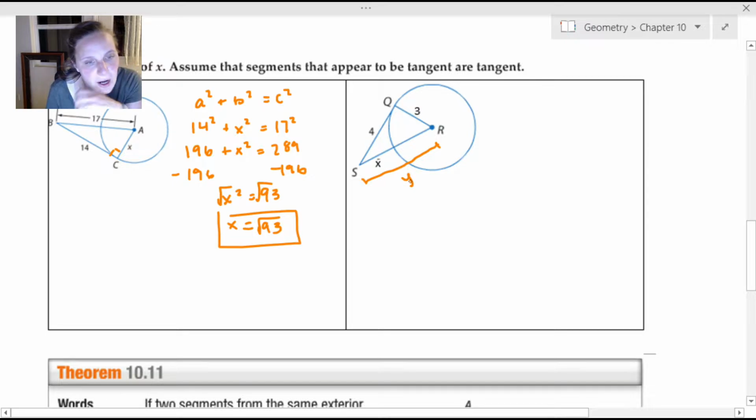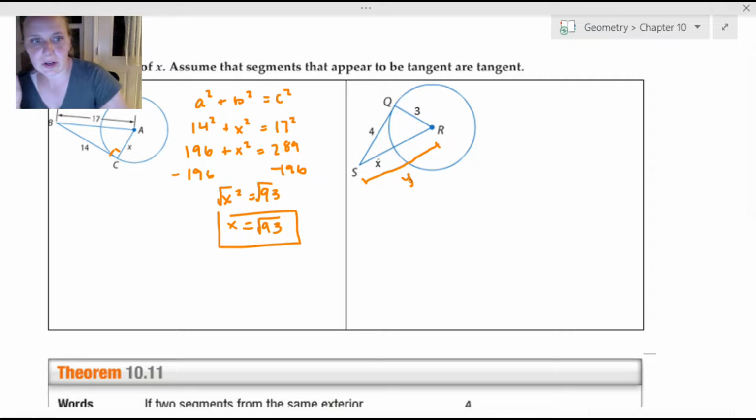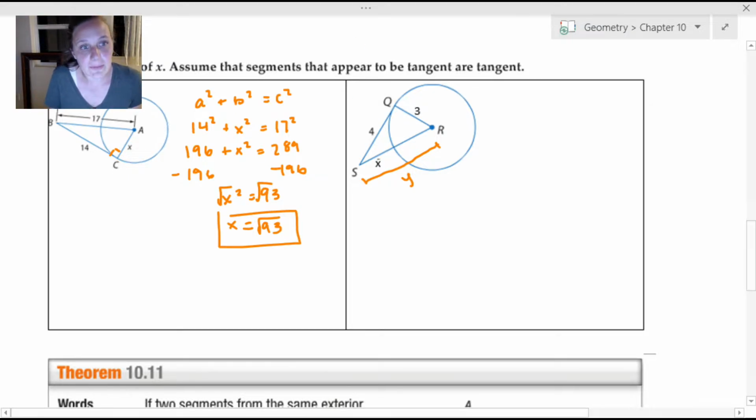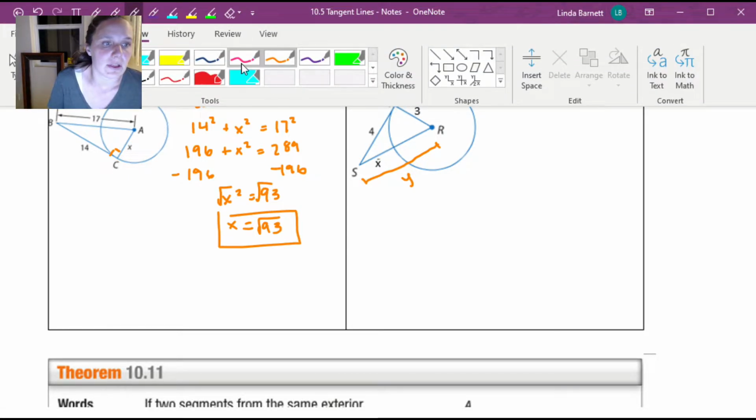All right. I want you to try this one, and again, the hypotenuse is going to be a whole length here, y. So pause it. This one is just like my original example. Pause it, try this one on your own. All right, I'm going to assume you paused it and you tried it.